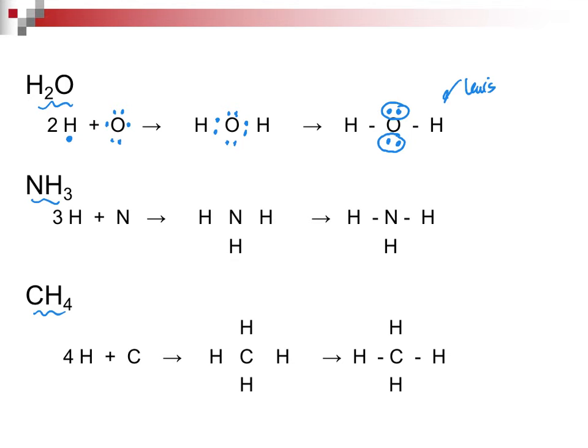Next is the Lewis structure for ammonia, NH3. We have 3 hydrogen atoms that each have 1 electron. And what we have is a nitrogen atom that has 5 valence electrons. And maybe you see how I drew it.